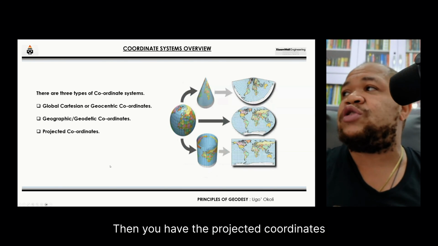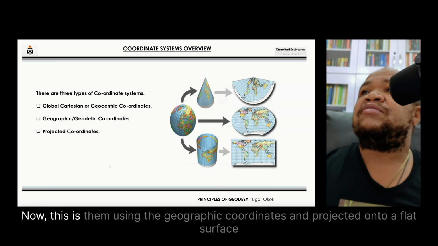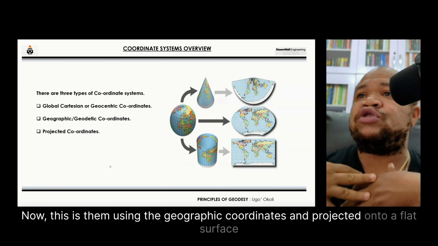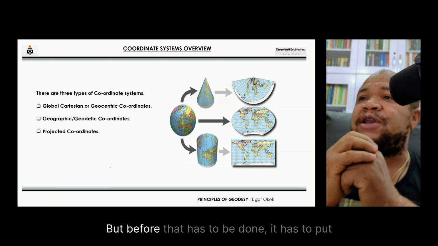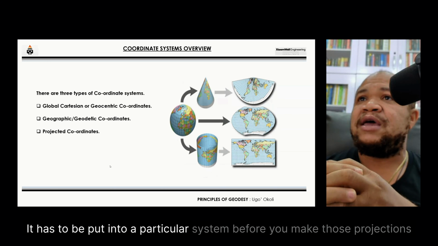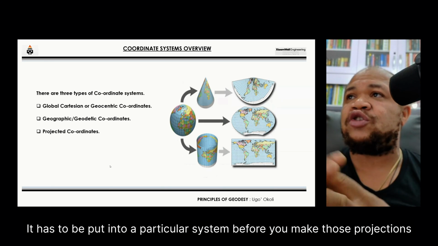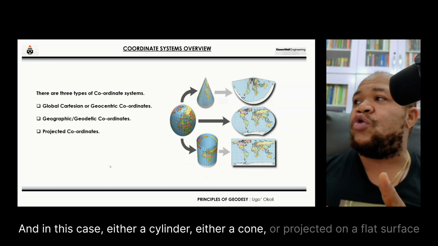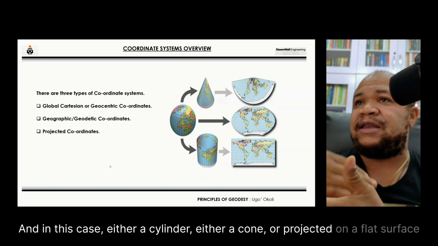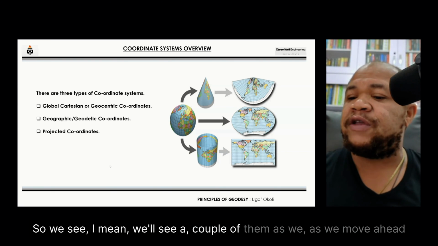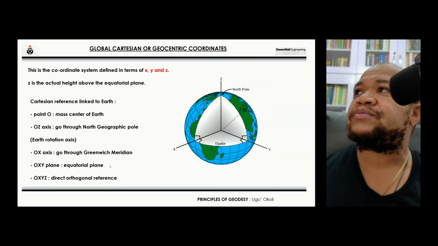Then you have the projected coordinates. Now, this is using the geographic coordinates and projecting them onto a flat surface. But before that is done, it has to be put into a particular system before you make those projections, and in this case, either a cylinder, a cone, or a flat surface. So we'll see a couple of them as we move ahead.